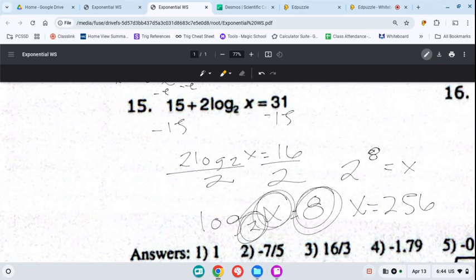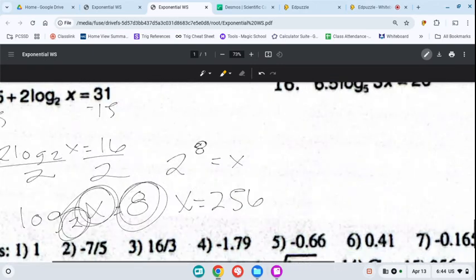If it said log base 2 of x equals something else, then we would have to do some finagling in our calculator, some change of base. We don't have to do that. Just 2 to the power 8, 256.